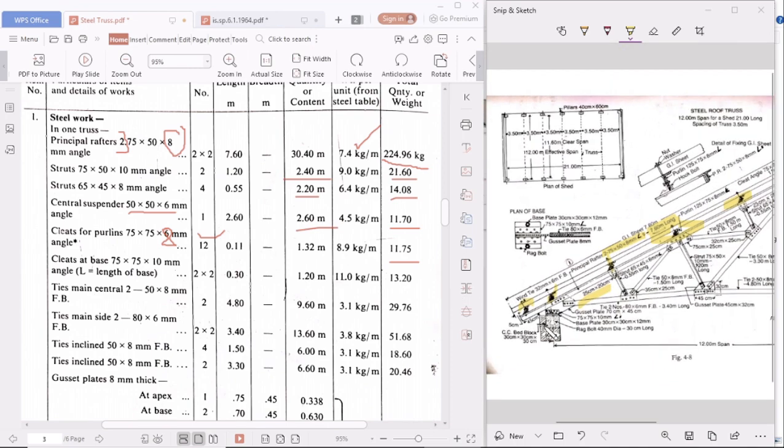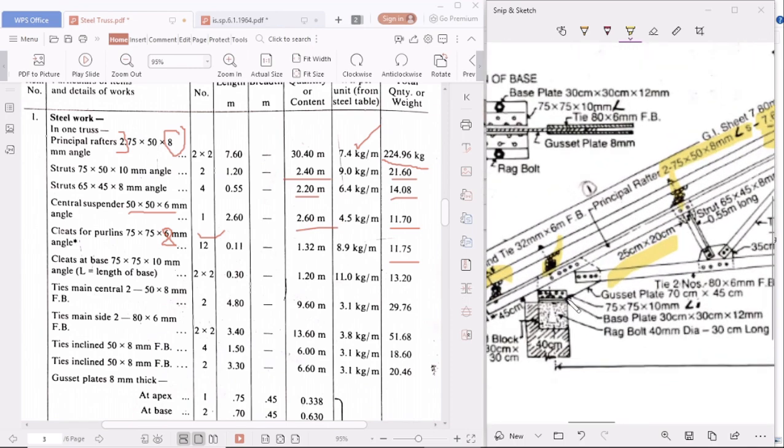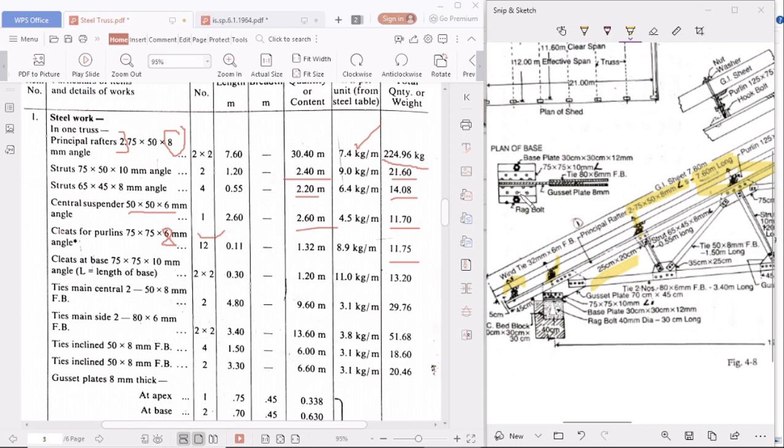We have another type of cleat angles, that is at the base. I already told you, this base is here, the enlarged part. 75 into 75 into 10.